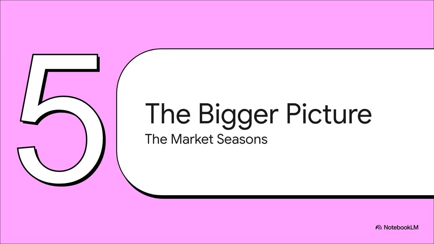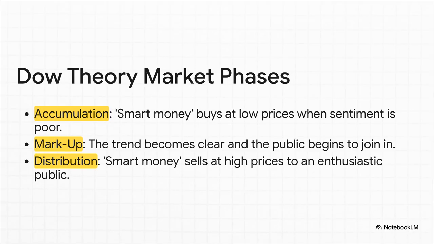And finally, let's zoom all the way out. Because while these patterns and plans are incredibly useful, it's really important to understand the context they appear in. They don't just happen in a vacuum. They're part of much larger market cycles. You can almost think of them as market seasons. According to a classic idea called Dow theory, a major market trend has three main phases.